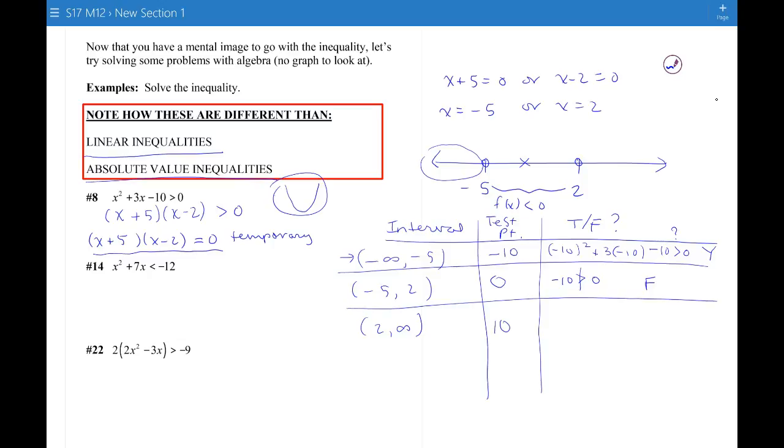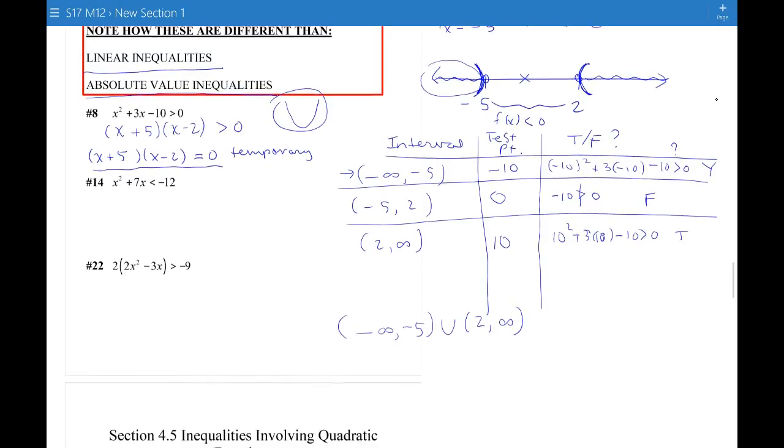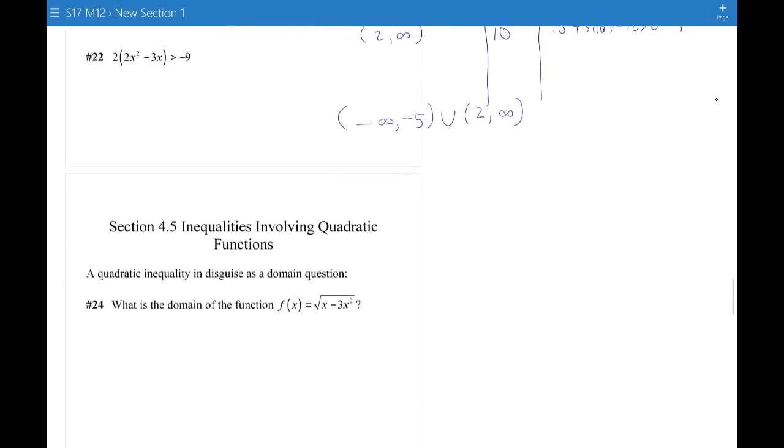So then let's check a value between 2 and going up, and 10 is an easy one to pick. And 10 squared plus 3 times 10 minus 10 is definitely greater than 0. So we want this piece of the number line, and we want this piece of the number line. We don't want the endpoints because it's a strict inequality. So your answer is going to be -infinity to -5 union with 2 to infinity. So any value of x smaller than -5 or bigger than 2 will give you a true inequality for this function. Okay, and then we'll draw the graph together and look at the picture and make sure it's making sense and hooking together. So we'll do the other two in class together to talk about the little details.